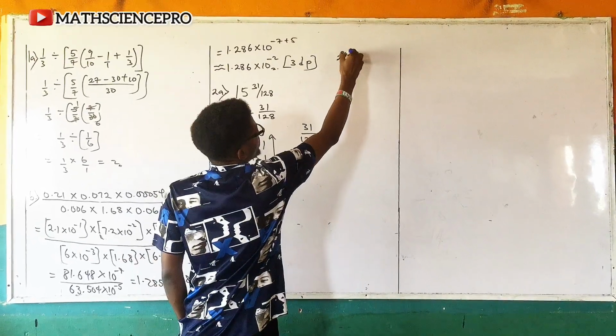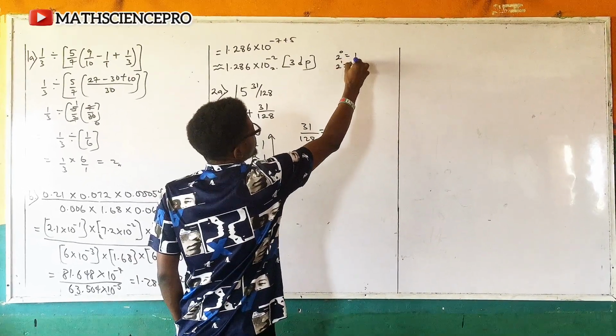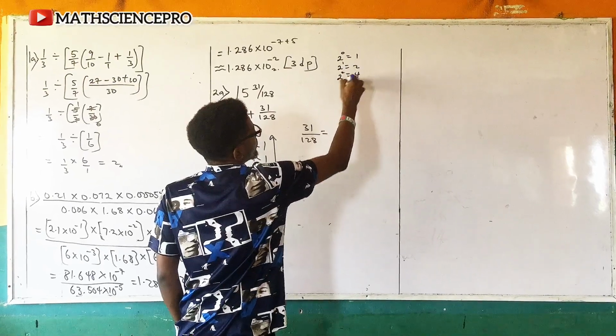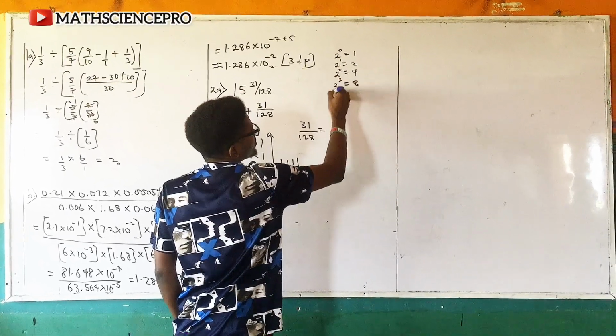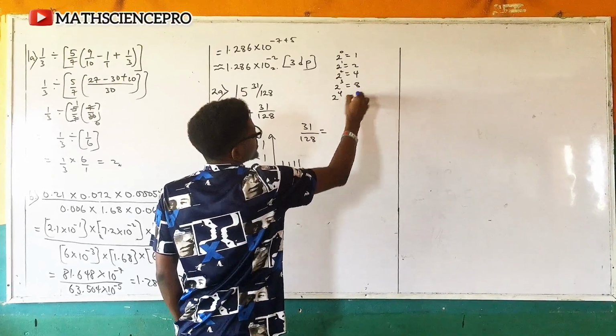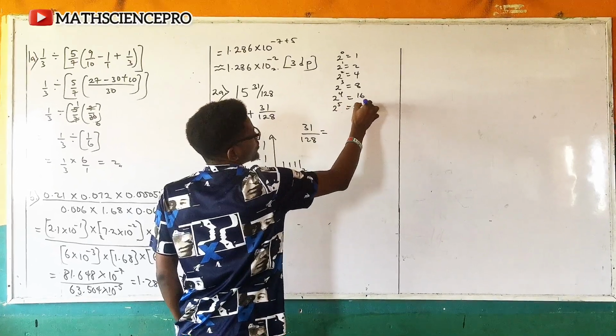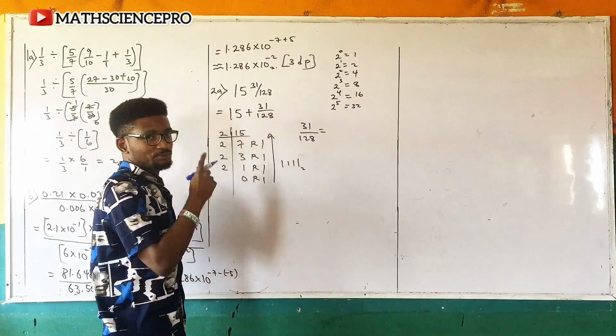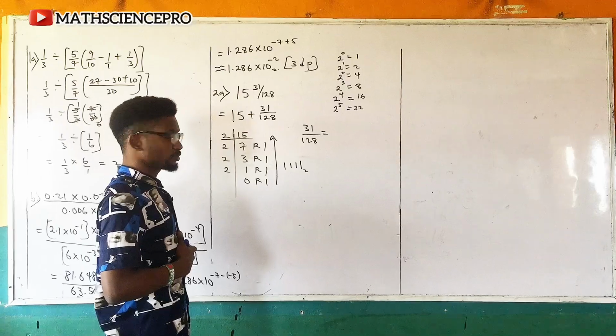I have 2 raised to power 0 is 1, 2 raised to power 1 is 2, 2 raised to power 2 is 4, 2 raised to power 3 is 8, 2 raised to power 4 is 16, 2 raised to power 5 is 32. You can go onward like that. This is the particular pattern, or let me say this method I want to use.